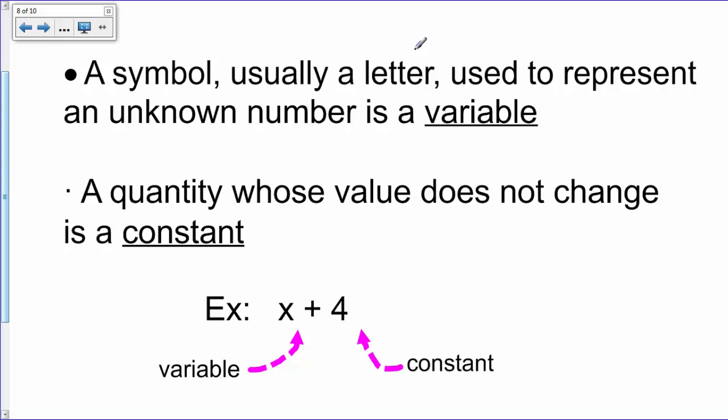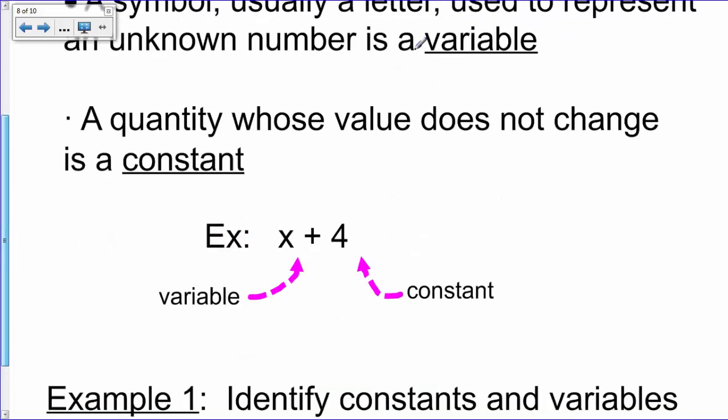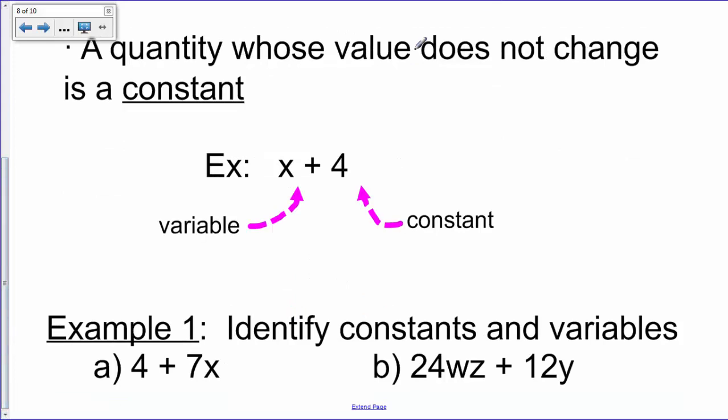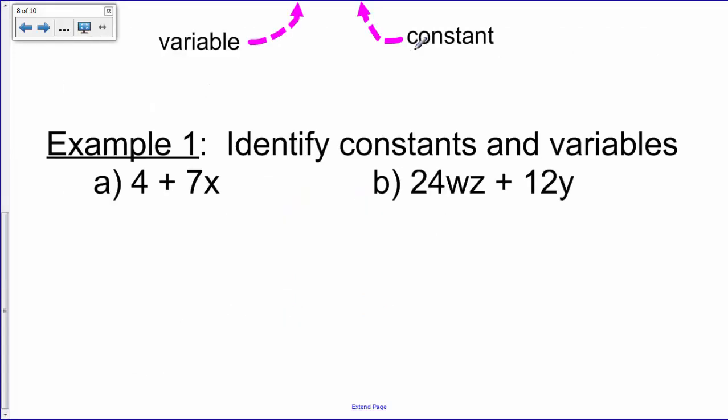So if in an expression, for example, we have x plus 4, the x is the variable, because it's representing a number. I could plug in 0, 4, -7, 22. I could plug in any number there, and it's going to vary based on what I'm choosing to substitute for it. The 4, however, is going to remain 4 no matter what. It is always going to be plus 4 because that's just what the number is. So it is constant.